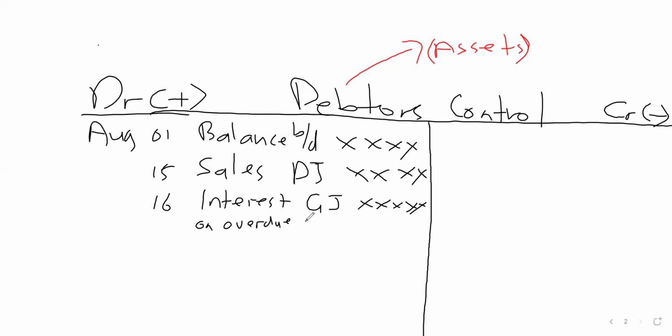It's very simple. Remember, all of this, which is causing the debtors control to increase, is because you are selling goods on credit to your customers, right? And then also, if they don't pay on time, you charge them interest. It's increasing whatever they are owing to the company. So what would then begin to reduce that balance is whenever they begin to pay.